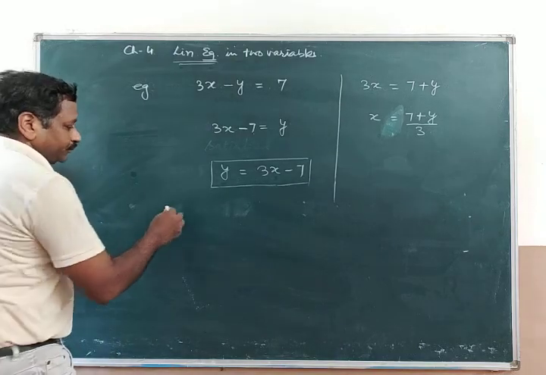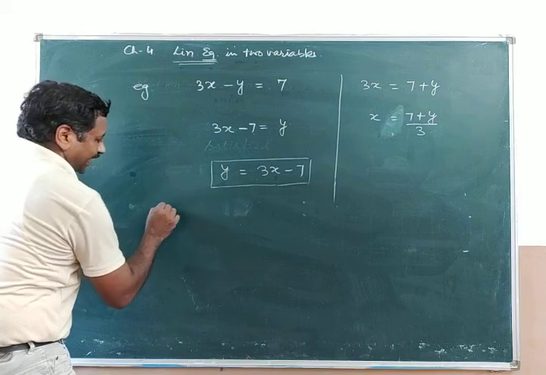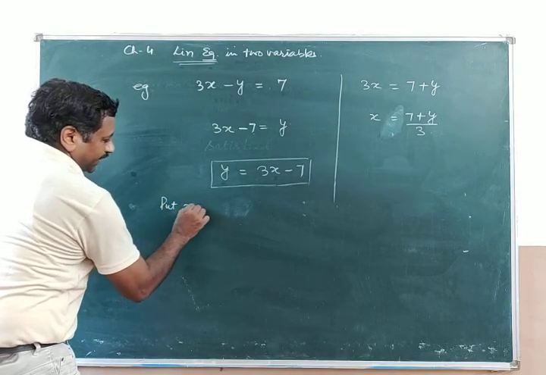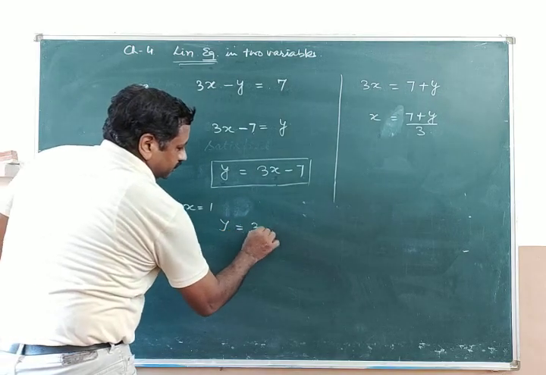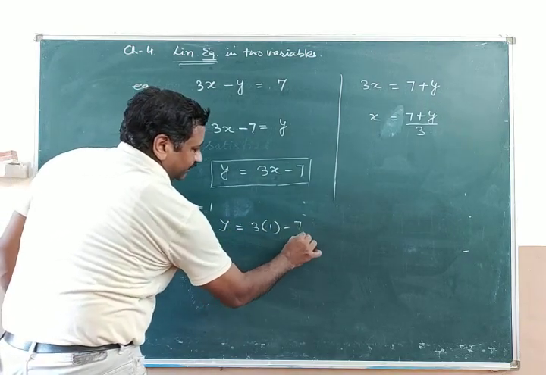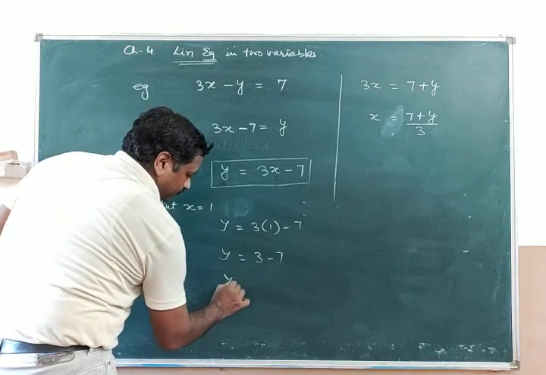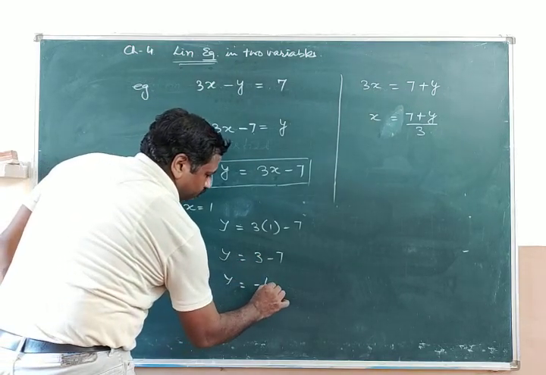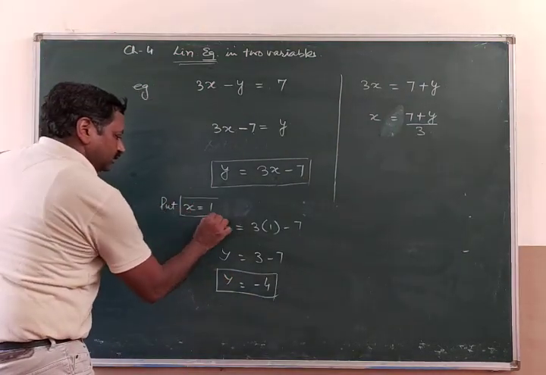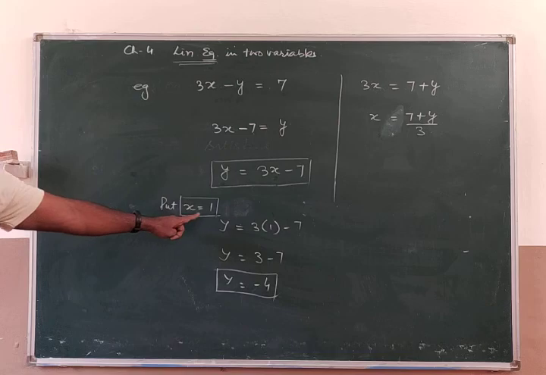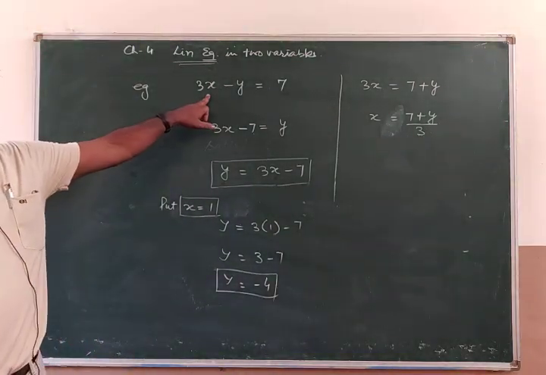Let us see. I am putting x equal to 1. So y will be equal to 3 into 1 minus 7. y equal to 3 minus 7. y equal to minus 4. So this is the solution of the equation. x equal to 1, y equal to minus 4 is the solution of this equation.